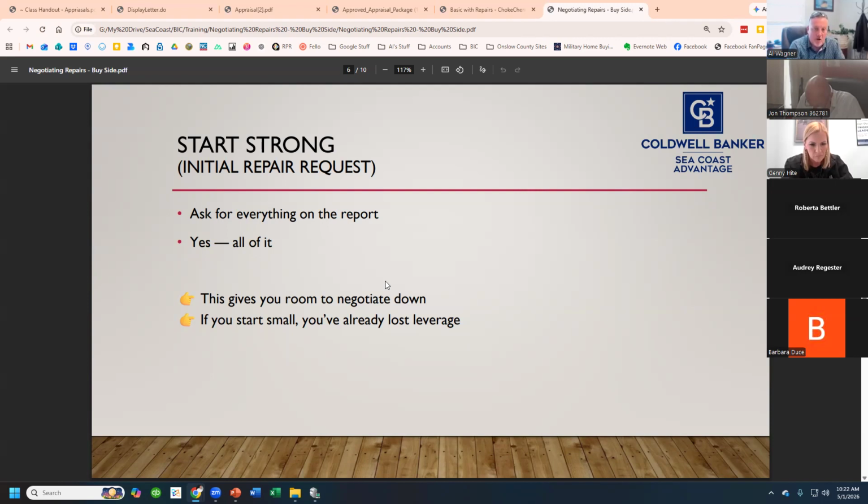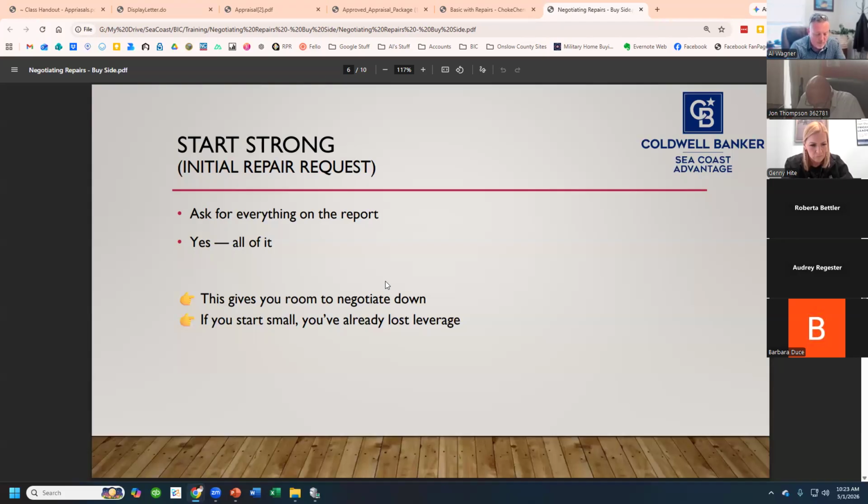Again, if you start small, meaning I only want the AC repaired and the hot water heater pressure relief valve fixed and the doorknob tightened, we're okay with the window and everything else, you've already lost your leverage, because the listing agent's going to come back and negotiate that down even more. Their job is to not spend as much money for the seller. Your job is to get as much as you can for the buyer. So always recommend that you ask for everything on the report, right? Have a conversation with your buyer and understand what's important to them, and that's what you're focused on.